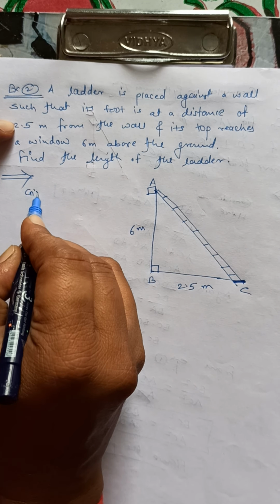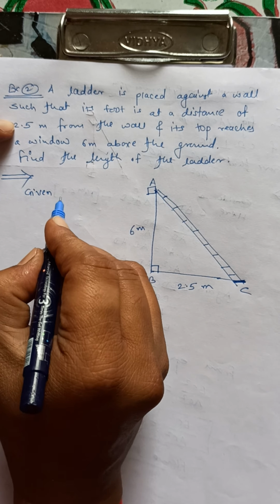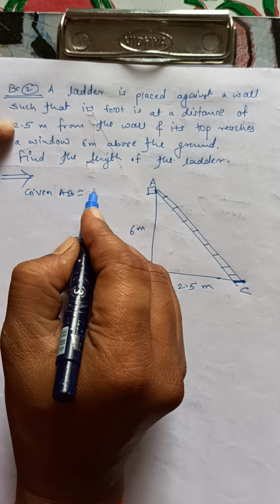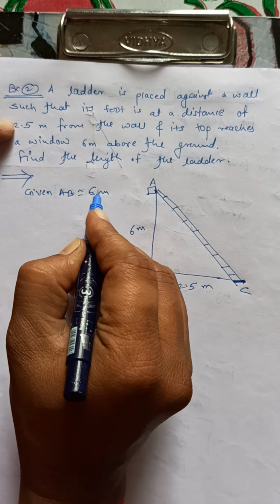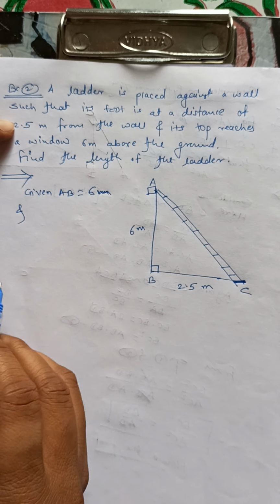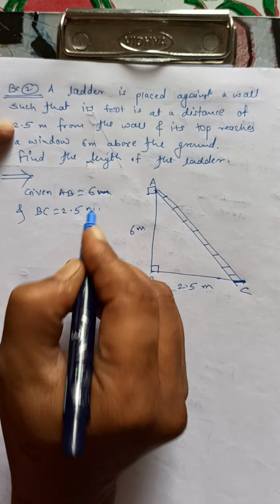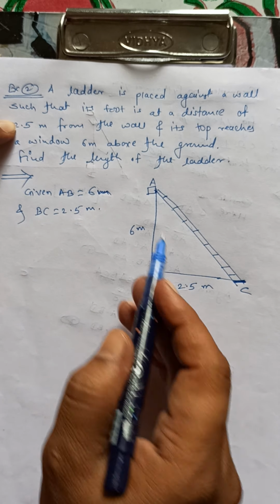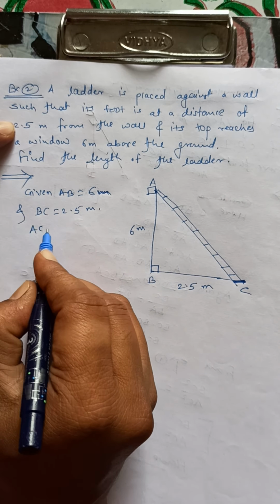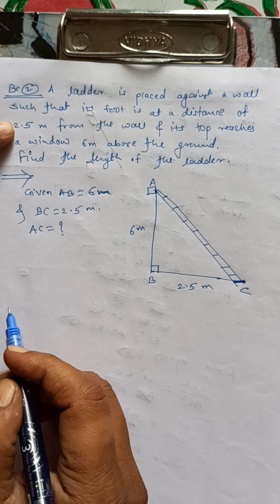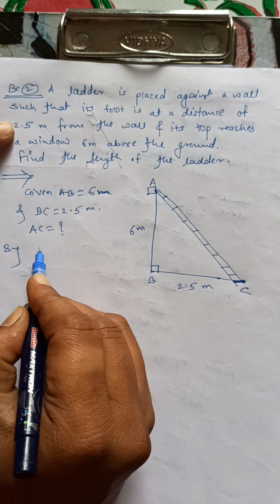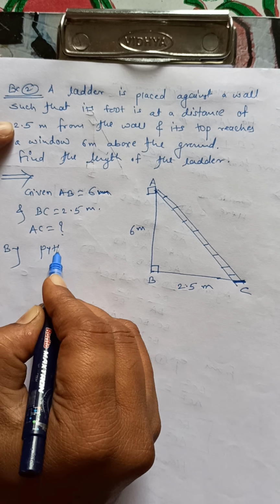So what is given here? Just I'll write AB is equal to 6 meter and BC is equal to 2.5 meter. What we have to find? We have to find the length of the ladder. We have to find AC is equal to how much? So very simple. By Pythagoras.